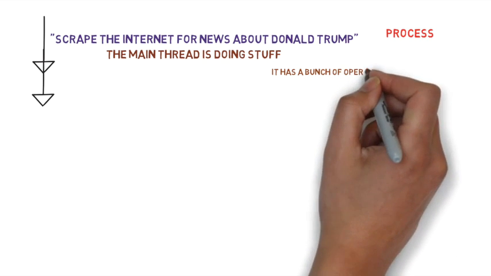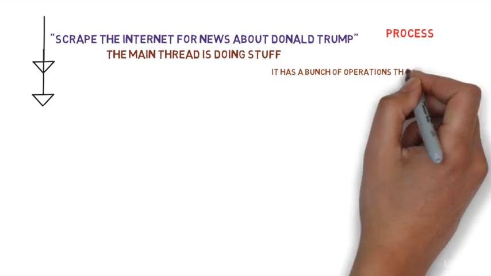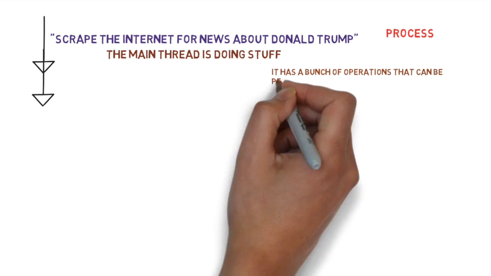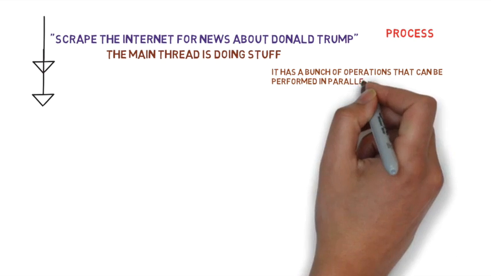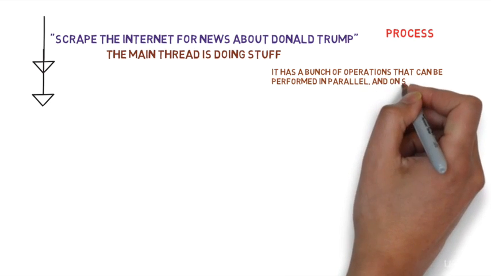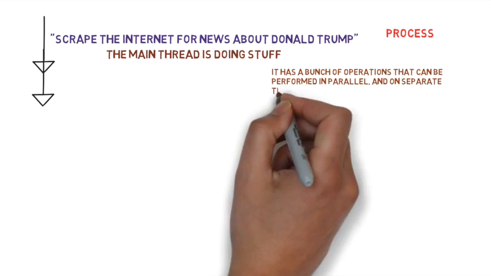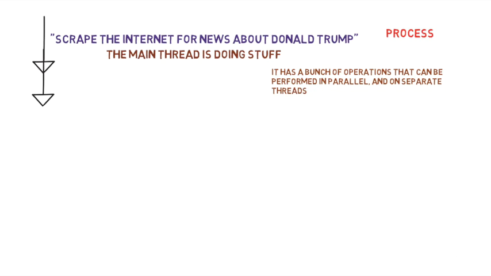newspapers around the world. Now, if you think about it, this particular program has a bunch of operations that can be performed in parallel and on separate threads. It's not really a sequential or linear operation where we do a whole bunch of processing, take the output of that, and then do more processing on it. The work this process does is parallelizable.